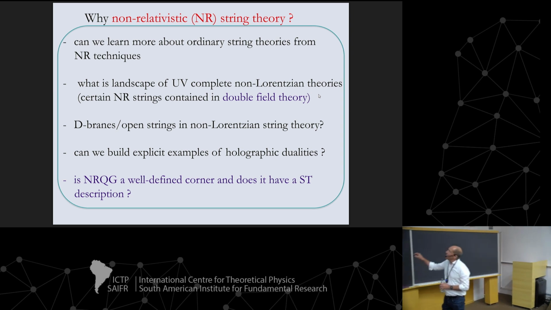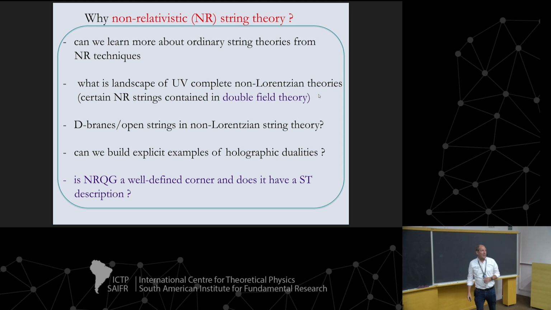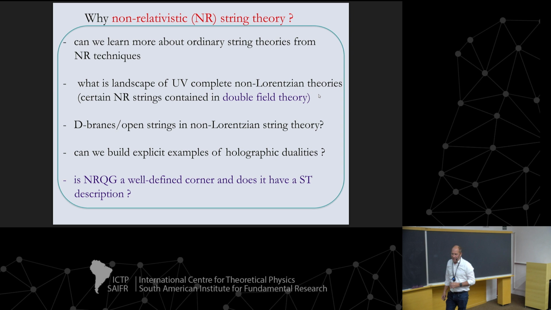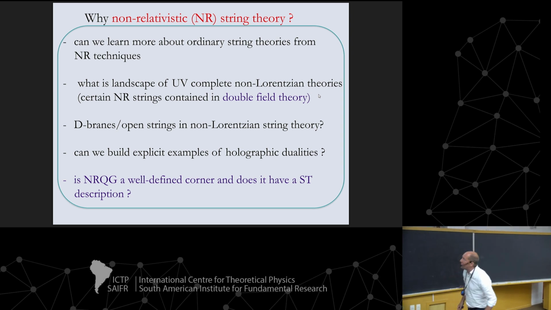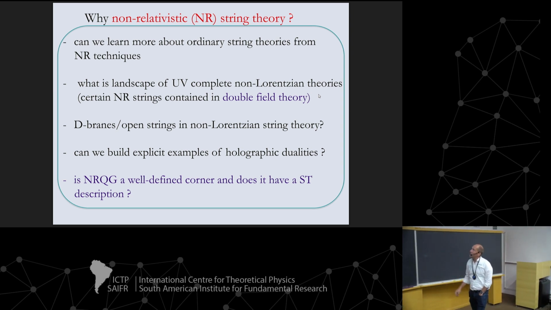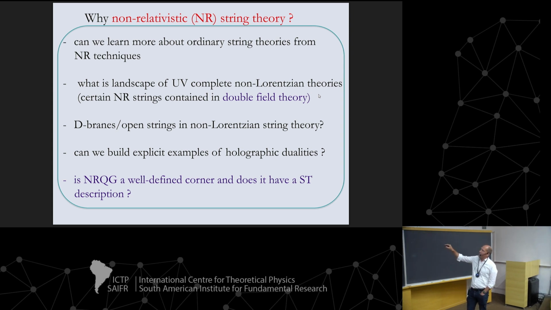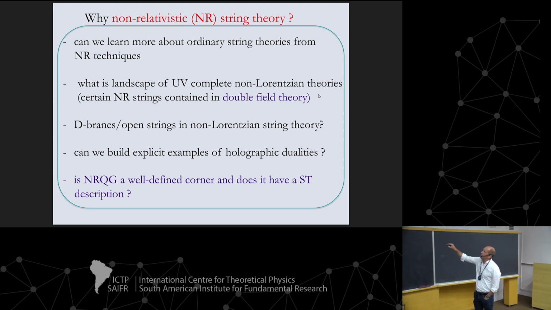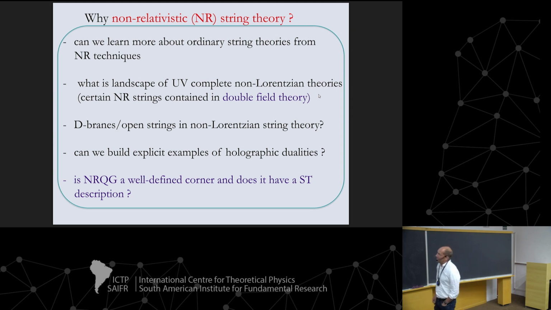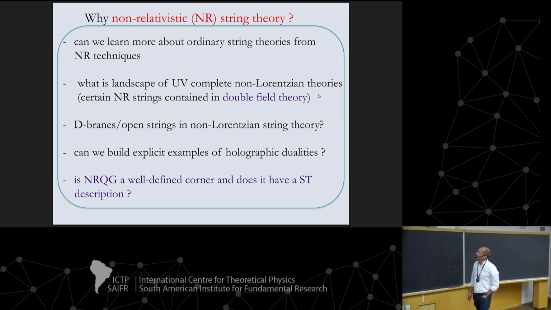In that connection, I should mention, it was also on the previous slide, that double field theory naturally incorporates certain non-relativistic strings. Other obvious motivations: what's the role of D-branes and open strings in non-Lorentzian string theory? The one I already mentioned, can we build explicit examples of holographic dualities? And a bigger question, is NR2G a well-defined corner, and does it have a string theory description?